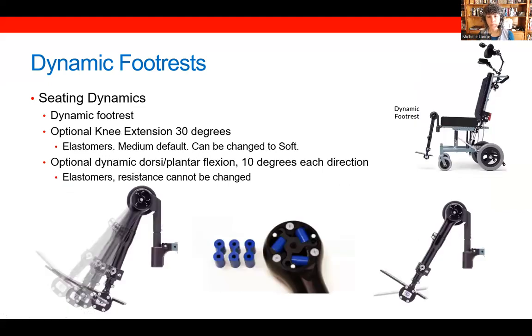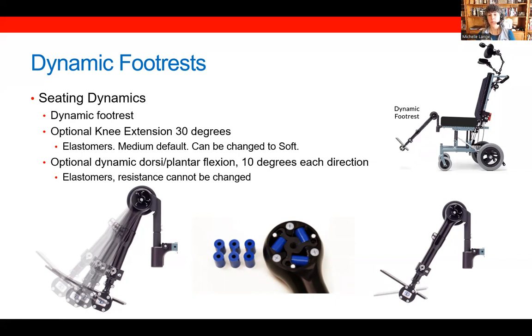But probably the most common order that we receive, and what I usually recommend for my clients, unless they have those really tight hamstrings, is a combination of telescoping and knee extension, because this basically follows the natural arc of our knee during extension. So there are elastomers that provide this knee extension. Medium is the default, but they could be changed to soft.